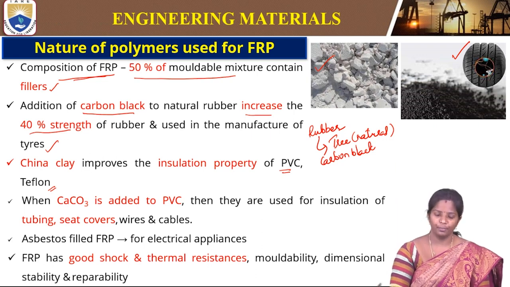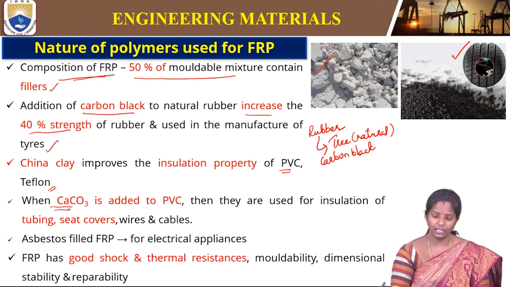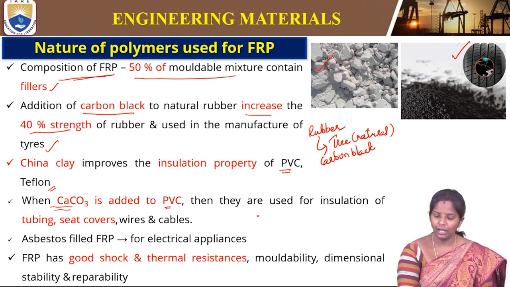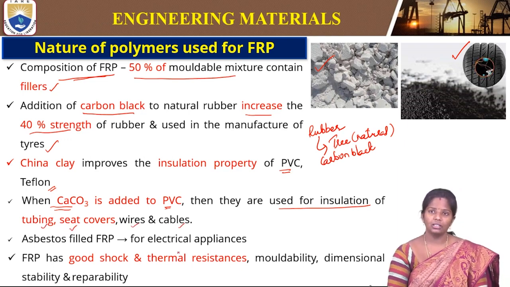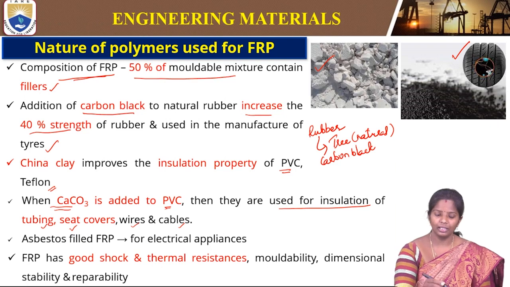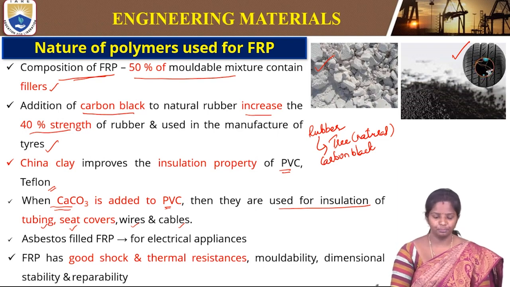so that it will be shock proof. Then when calcium carbonate is added to PVC, it is used for insulation, for tubing, seat covers, wires and cables. So similarly to China clay, when calcium carbonate is added to PVC material, it also increases the insulation property that can be used for electrical purposes so that it will be shock proof.